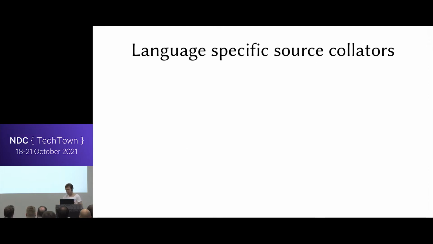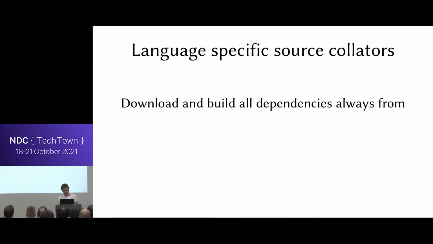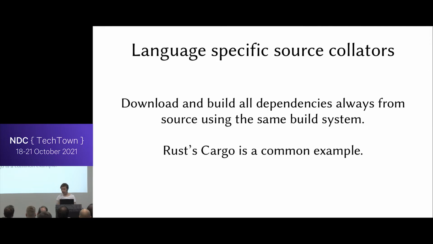And further, there is this thing called language-specific source collators. I don't think this is a term I made up, but I don't know if there's an actual term for this. Basically, you always download and build all of your dependencies from source, and you build them with the same build system. Rust's cargo is a common example of this. I think NPM does roughly this, but I haven't done any front end, so the details are a bit hazy. Right, so these are the major ones that I could think of.